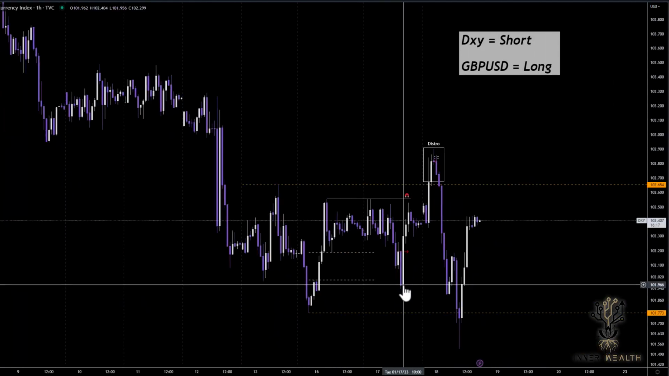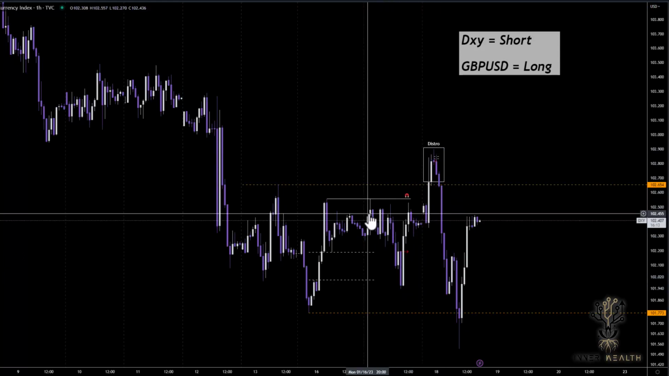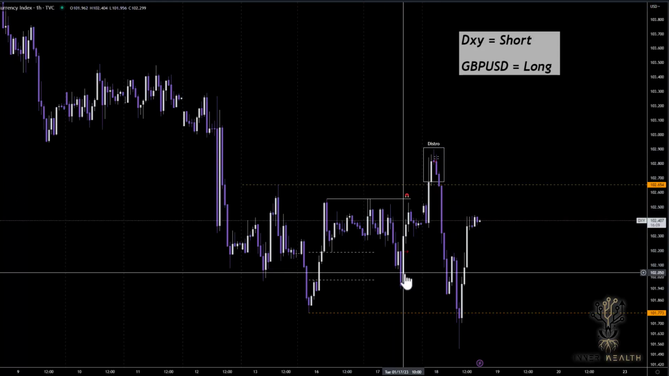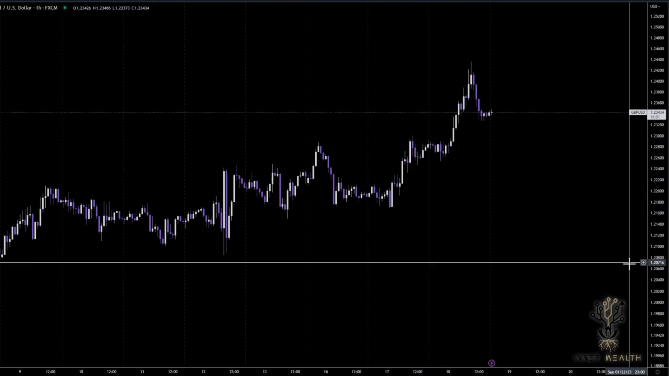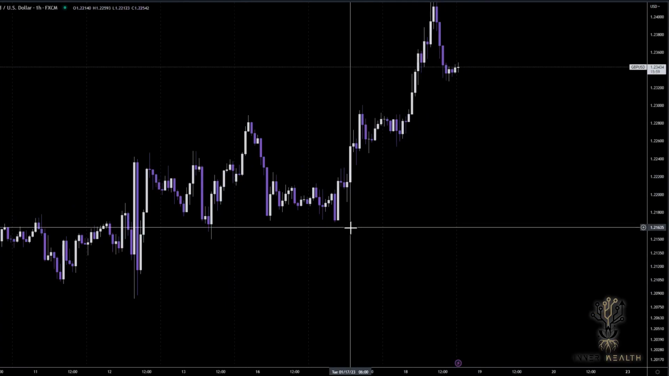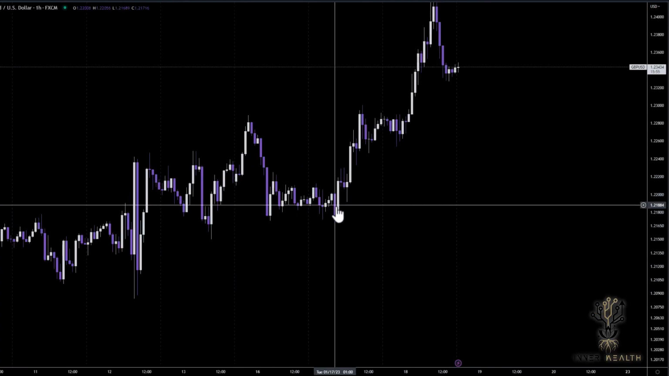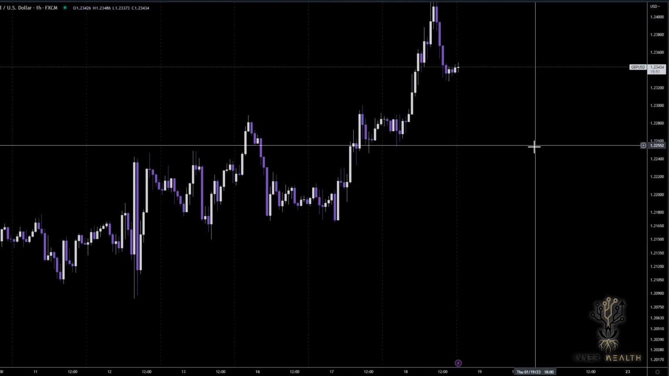So here on the 17th at 10 a.m. we went long, and then most of the day we went short. So we're going to see price action short on the DXY for most of the day. So that means GBP USD should go long. And then here on the 17th you can see that we short off initially and then mainly just go long for the rest of the day.